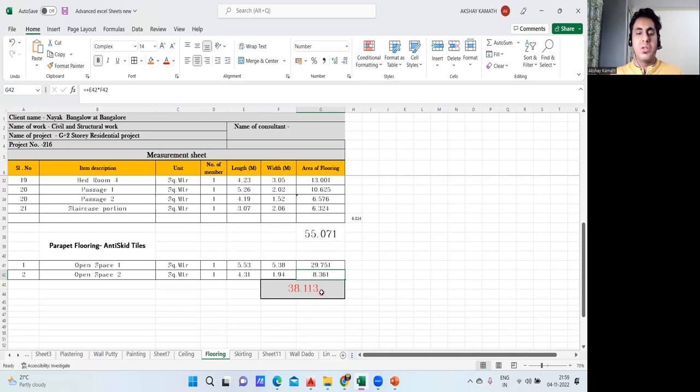Got it? Very simple. So in this way, we have taken care of the ground floor, first floor, and even the parapet area. All the flooring has been completed. Now, whatever area we got, later we'll decide how many tiles are required. That we can do later. Now we have found the area.